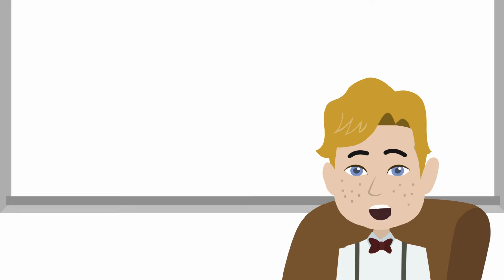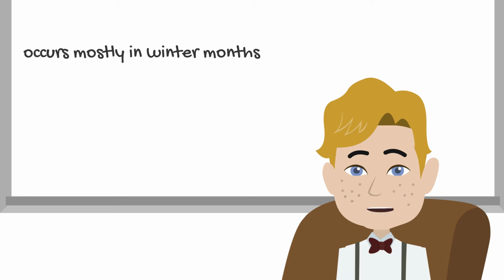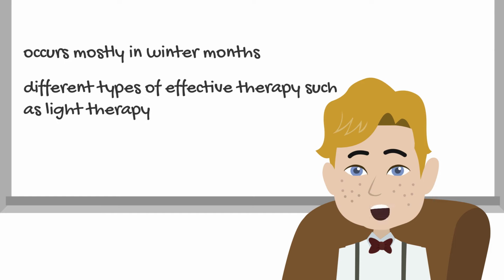There is the seasonal affective disorder, or SAD for short. Seasonal affective disorder occurs mostly in the darker and colder winter months of the year. It usually passes by itself with a change in seasons. There are different forms of therapy to help with SAD, such as, for example, light therapy.